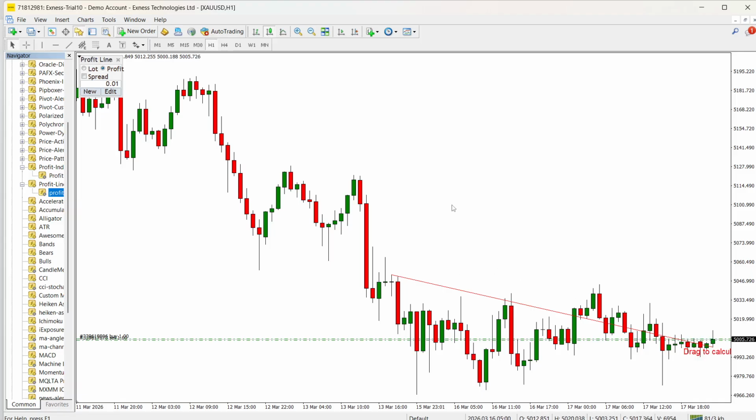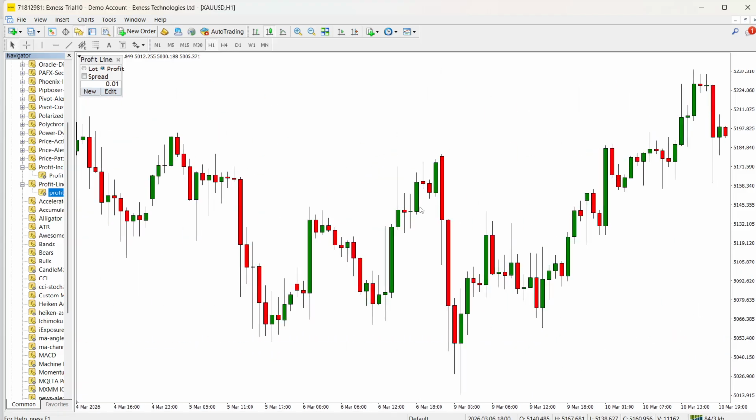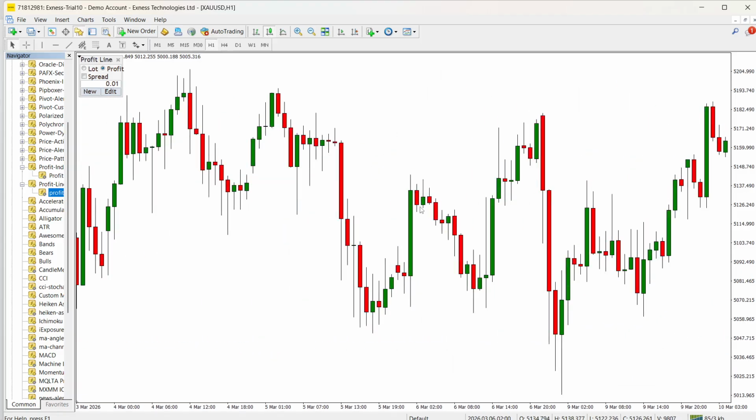So who is this indicator for? This utility suits traders who want to visualize their profit targets directly on the chart during trade planning. It is a visual reference tool only. It does not execute trades or calculate automatic positions.